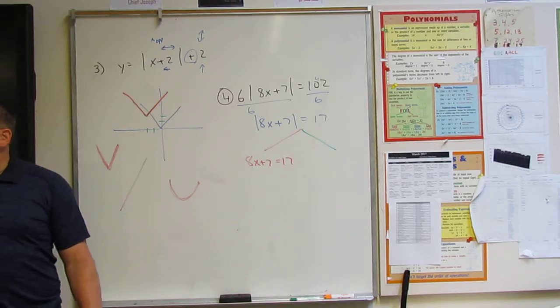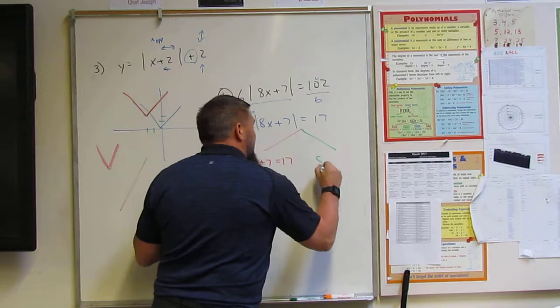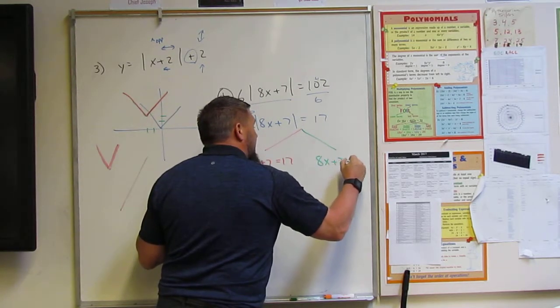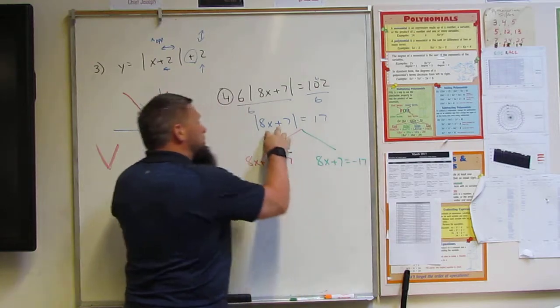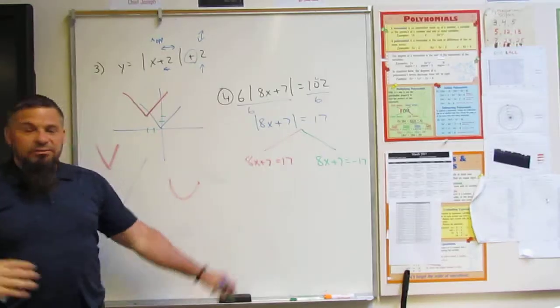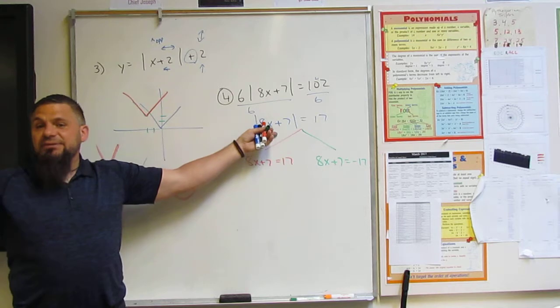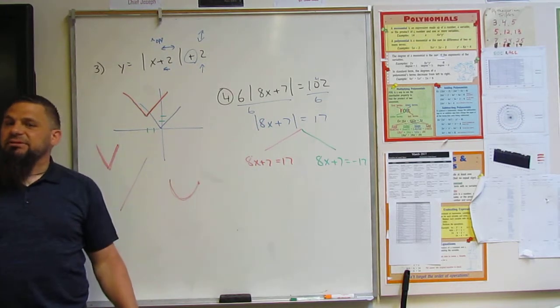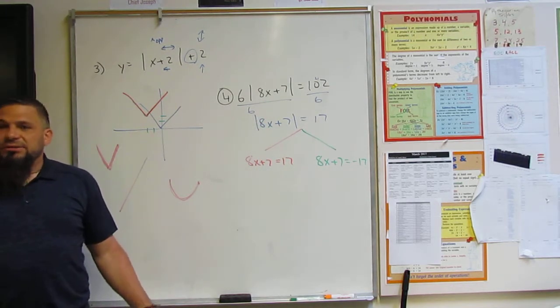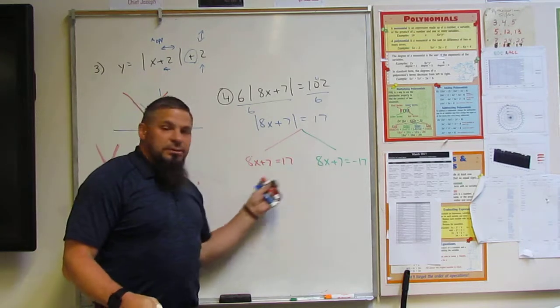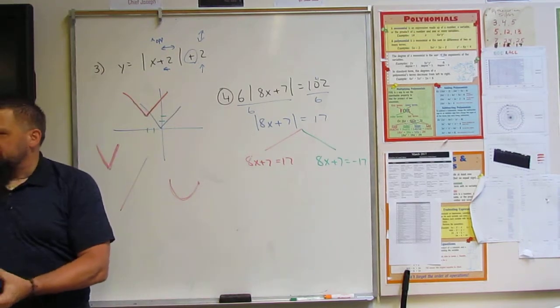When it goes the other direction, that's when you have 8x plus 7 equals negative 17, because this could be plus or minus, right? If it ends up being negative 17, it's still 17. The absolute value of negative 17 is 17. And that's all you're doing. You're solving for both ones. That's it. And then it's just basic algebra.